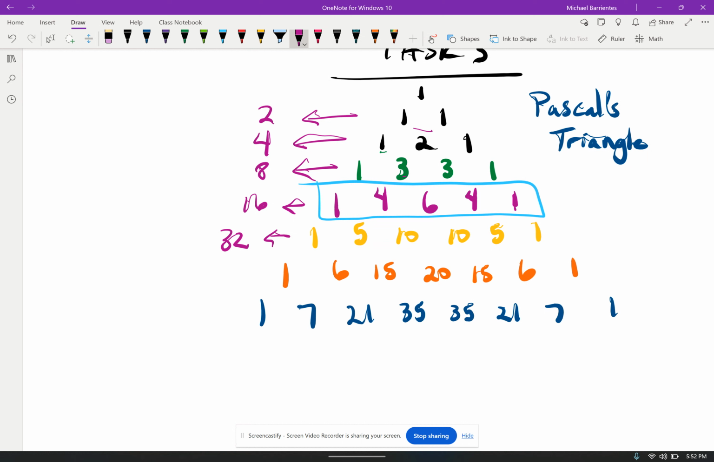We're going to come back to this idea, but again, this whole unit has been about finding patterns. All we're doing here is looking at patterns.